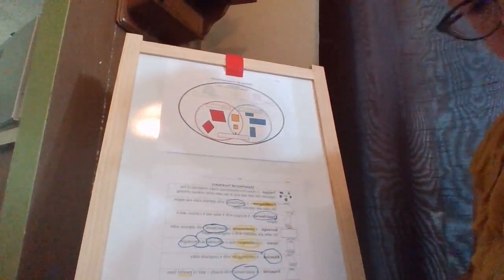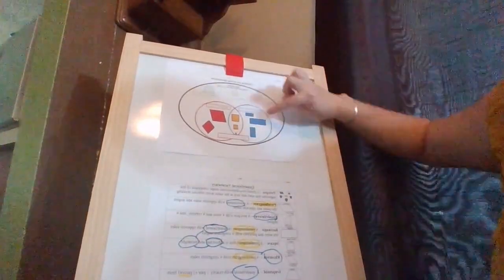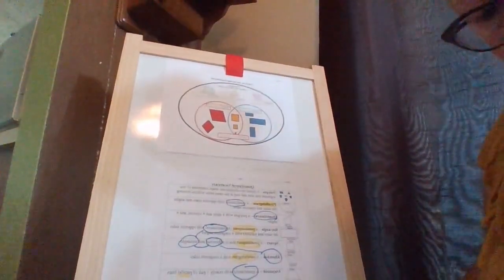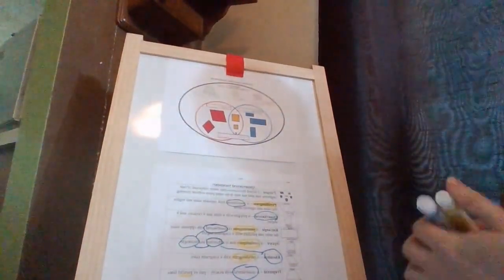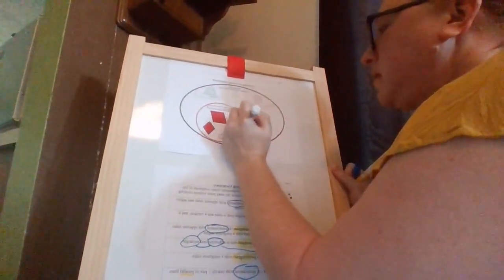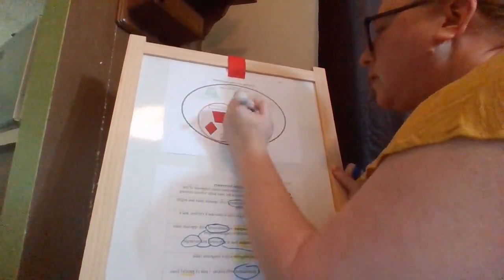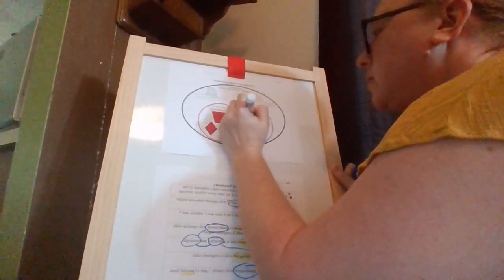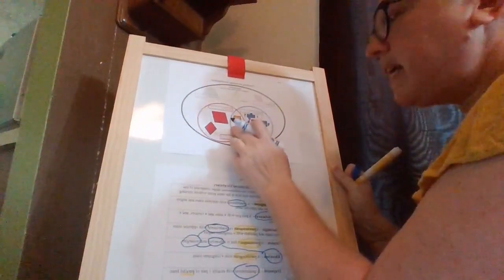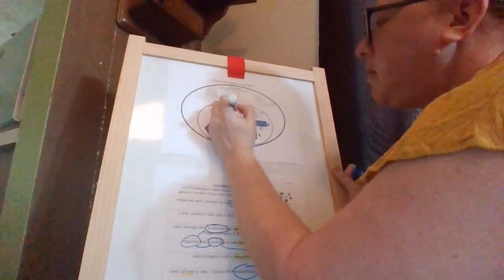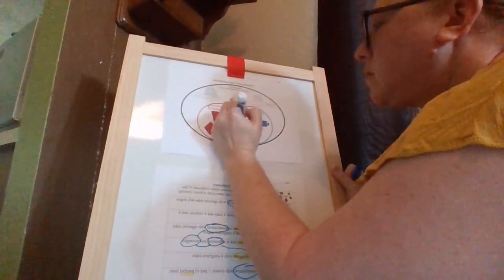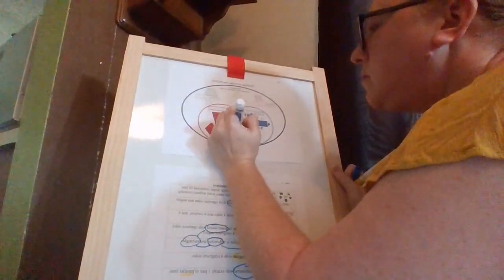So let's look at what's inside the blue circle. We see that all three of these shapes have four sides. So let's take your blue marker and let's label all four sides. 1, 2, 3, 4. Don't forget to label these in the middle. The ones in the middle are also inside the blue circle.